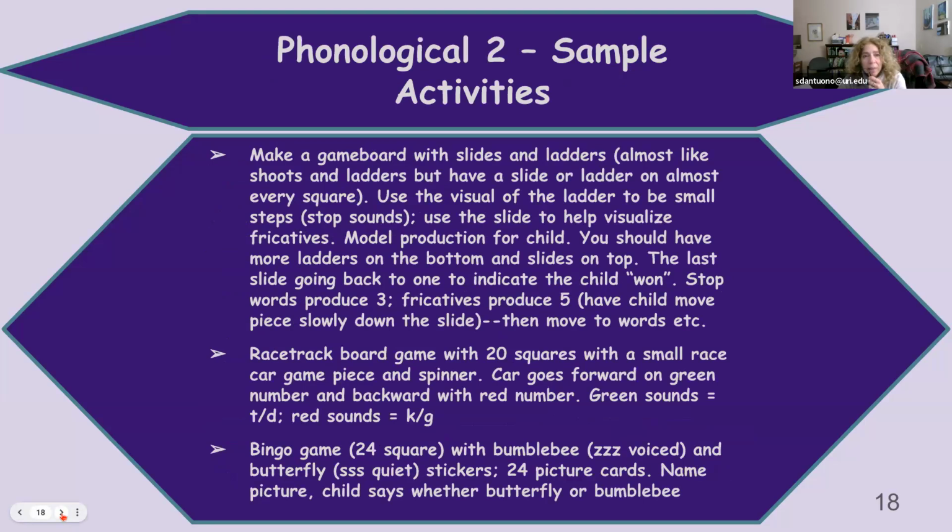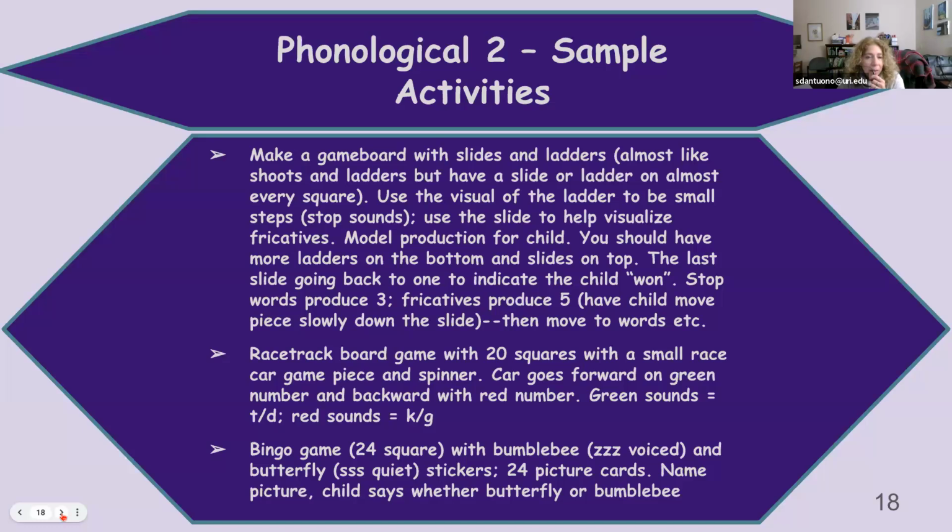So here are some sample activities. Make a game board with slides and ladders, almost like Chutes and Ladders, but have a slide or ladder on almost every square. Use the visual of the ladder to represent small steps, stop sounds. Use the slide to help visualize fricatives. Model production for the child.